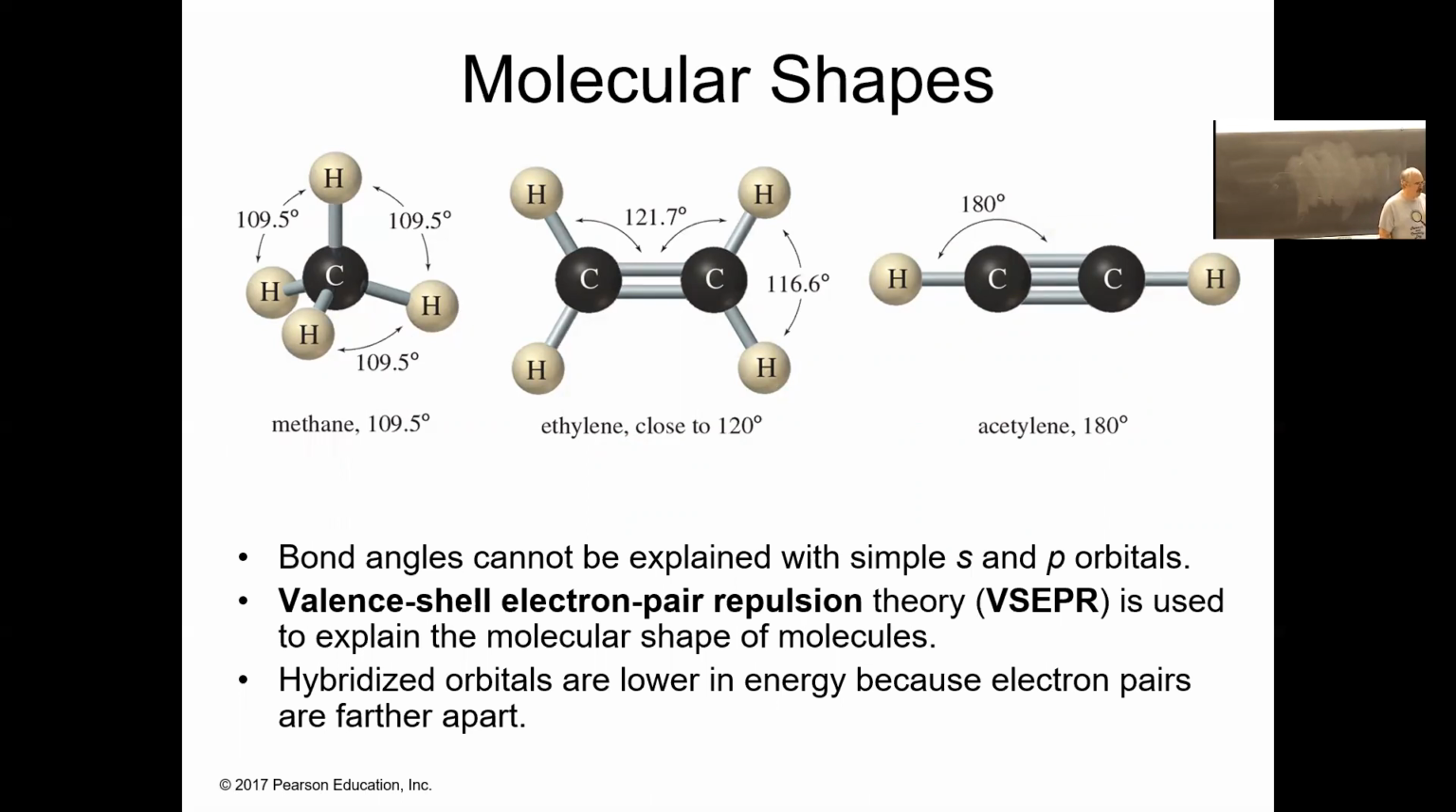Bond angles cannot be adequately explained by simple s and p orbitals. The valence shell electron pair repulsion, or VSEPR, is used to explain and predict molecular shapes of molecules. And one of the ways that we can also explain VSEPR is through something called hybridized orbitals.